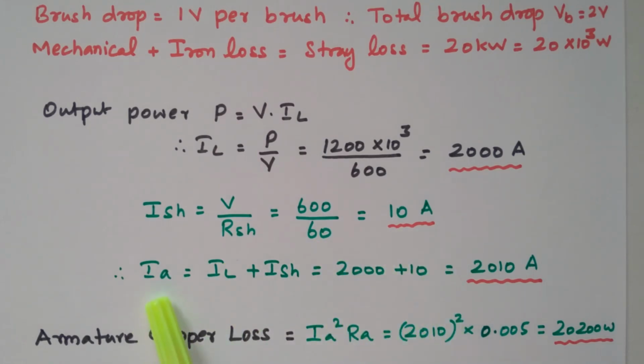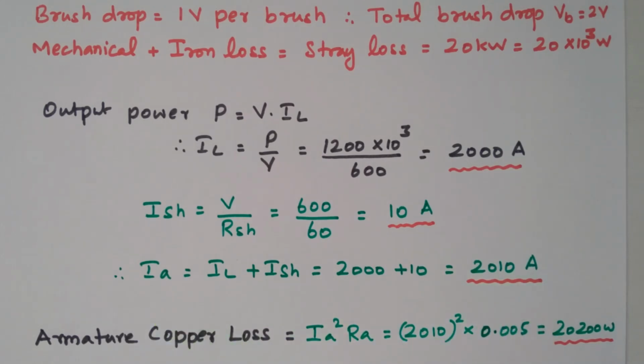For the shunt generator, the armature current is equal to load current plus shunt field current, IL plus ISH, because the armature, load and shunt field are all connected in parallel. So the current coming from the armature is diverted into load current as well as shunt field current. The sum of these two is the armature current. These two values we already calculated, 2000 ampere and 10 ampere. So 2000 plus 10, 2010 ampere. The armature current IA is 2010 ampere.